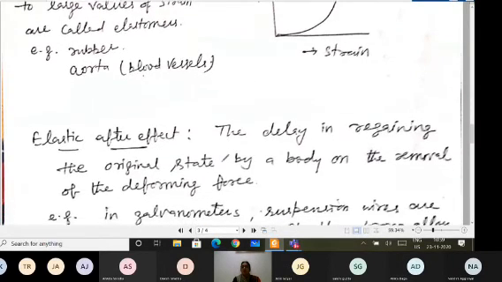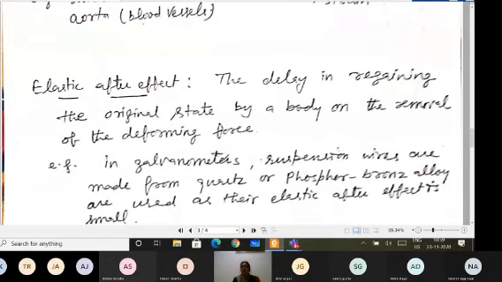Another term with you is elastic after effect. These can of course be asked as definitions, or you can be asked questions on the basis of these terms. If I'm talking about elastic after effect, it means I'm stretching this wire, and when I remove the deforming forces, the body is not able to regain its original configuration. That delay in regaining the original state on removal of the deforming forces is termed elastic after effect.